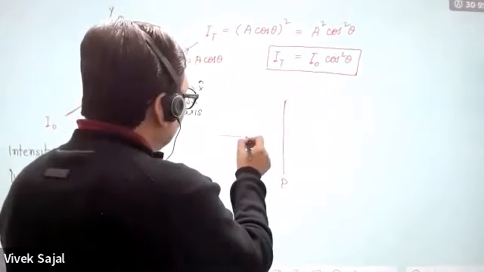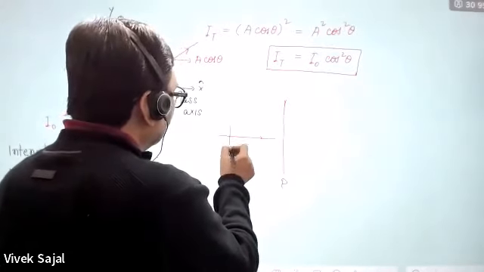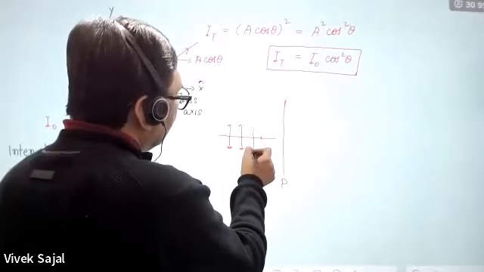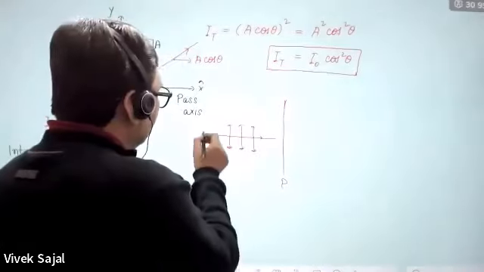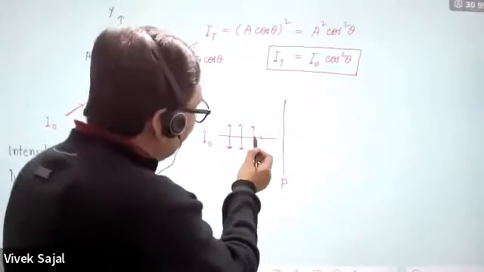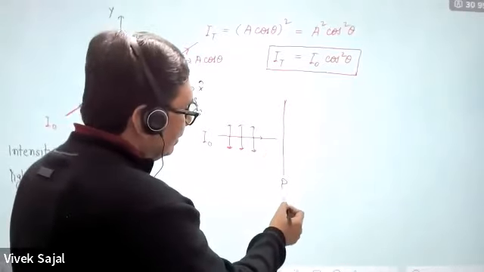And a polarized light is incident on it. Plane polarized light like this. This is a plane polarized light. Its intensity is I naught. And the angle between this electric vector and the path axis, that is theta.